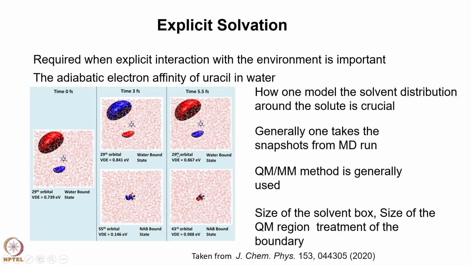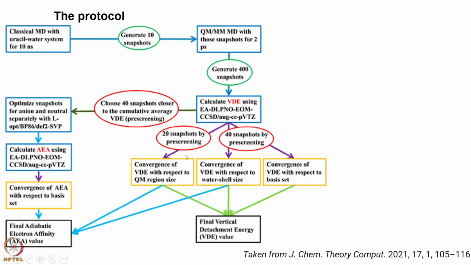So how you treat these boundaries can sometimes lead to artifacts in your calculation that one needs to take care of properly by doing this. Now of course for this kind of system you have to use certain protocols for doing calculation, and this is the detailed protocol. The problem with explicit solvation is that for each kind of property, for each kind of system, you have to properly benchmark the protocol.